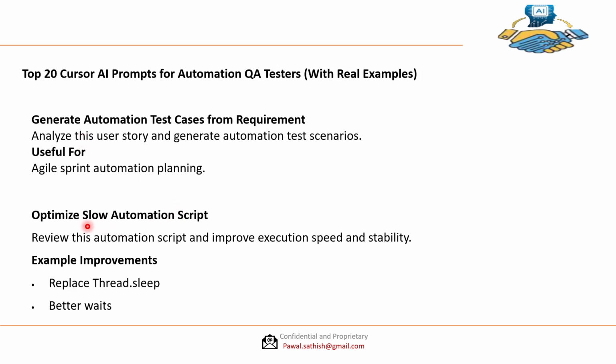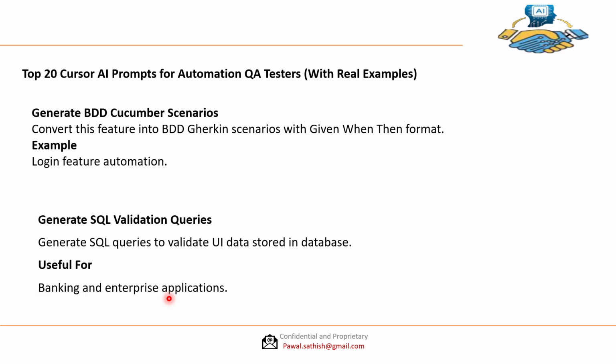We will also use Cursor AI to increase the automation script execution speed. So how will you ask Cursor AI? "Review this automation script and improve the execution speed." Definitely Cursor AI will check the entire script and find out if we are using Thread.sleep or any hard-coded values. It will replace them and it increases the execution speed.